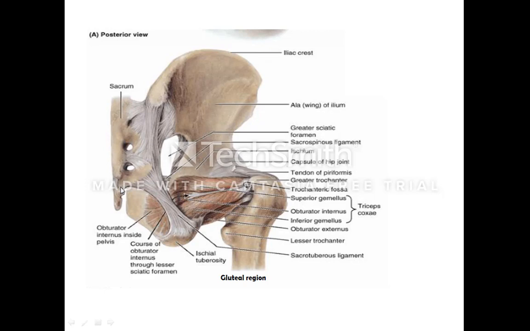So the ligament from the sacrum and the lower part of the ilium to the tuberosity of the ischium, we call the sacrotuberous ligament. Sacro from the sacrum, tuberous from tuberosity. And the ligament from the sacrum to the ischial spine, we call the sacrospinous ligament. By these two ligaments, as you see here, this is the greater sciatic notch and this is the lesser sciatic notch, and these notches are changed into complete foramina. The greater sciatic notch became the greater sciatic foramen, and the lesser sciatic notch became the lesser sciatic foramen by the presence of these two ligaments.